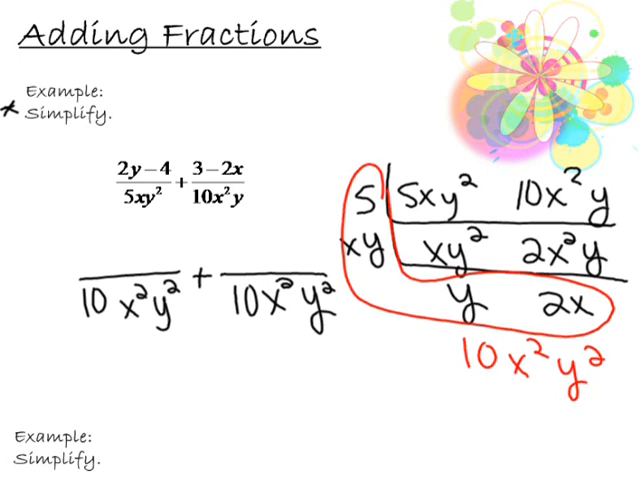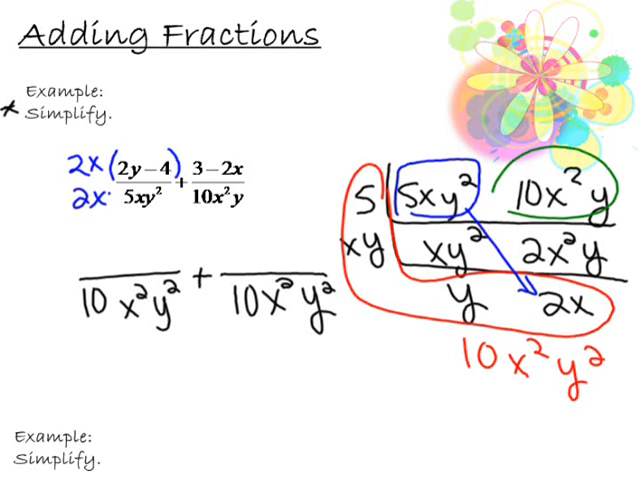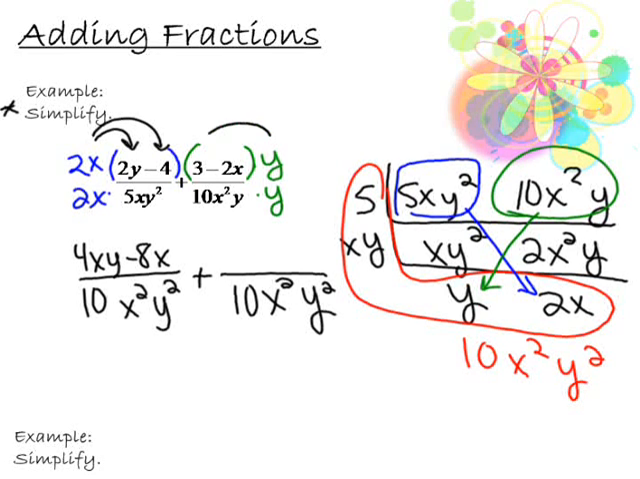The first fraction had a denominator of 5x squared y, so it needs to get multiplied by 2x. The second fraction had a denominator of 10x squared y, so it needs to get multiplied by a y. All right, we go ahead and distribute. We get 4xy minus 8x and 3y minus 2xy.